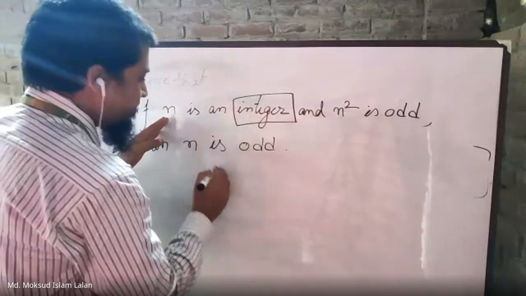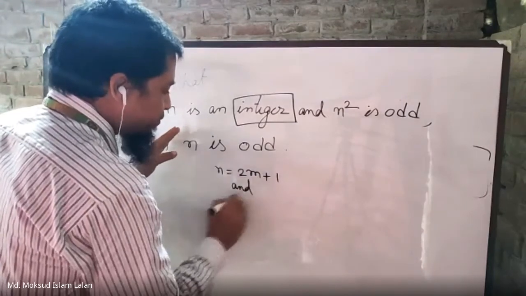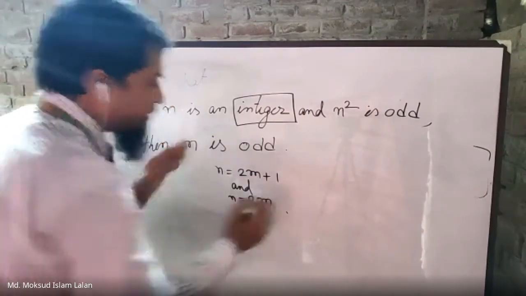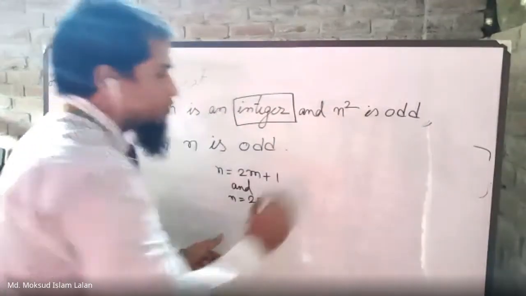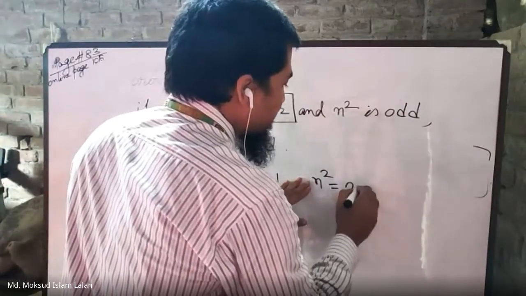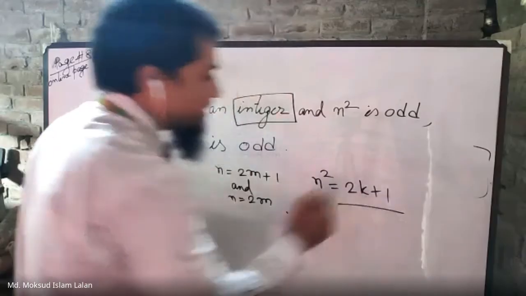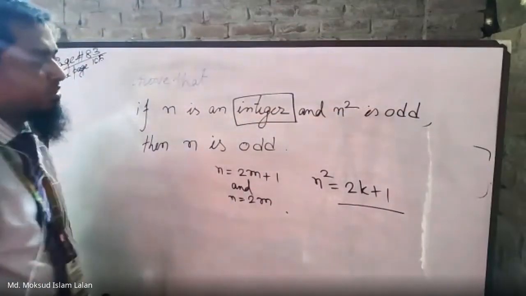If you convert into mathematics, n is an integer. Integer means you can consider n equals 2m plus 1, and n equals to what? You can consider 2m. This is n. Is it clear? Yes, sir. And n square is what? You can consider n square equals to another variable, 2k plus 1. This is the definition, right? You understand? So with the help of these two, you have to prove n is what?